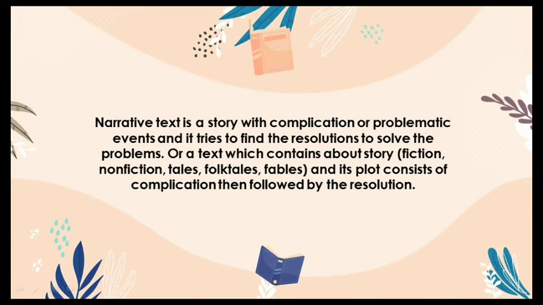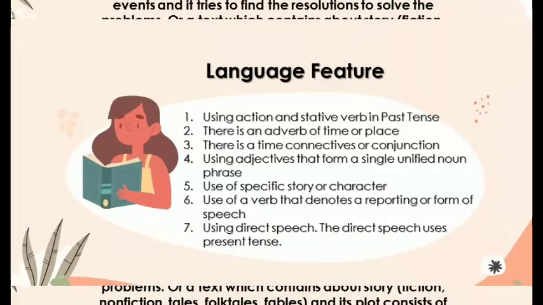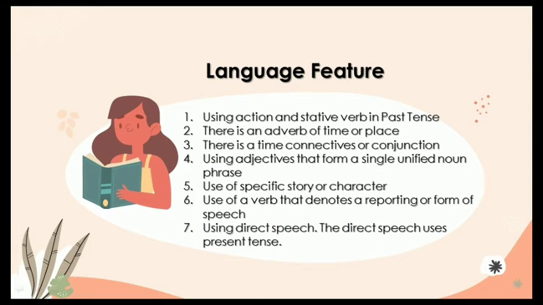And its plot consists of complication, then followed by the resolution. The next is the language features of narrative text. For the first is using action and stative verb in the past tense. For example, the words are sang, walked, asked, thought, loved, and so on. Number 2 is there is an adverb of time or place. For example, one time, once upon a time, one day, happily ever after, on the sea, in the mountain, and so on.